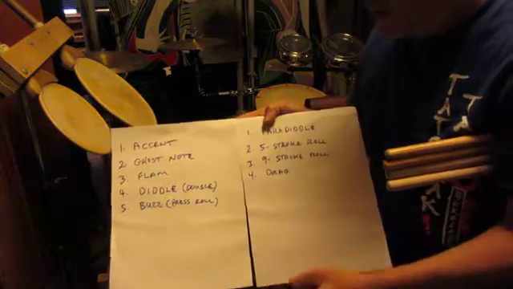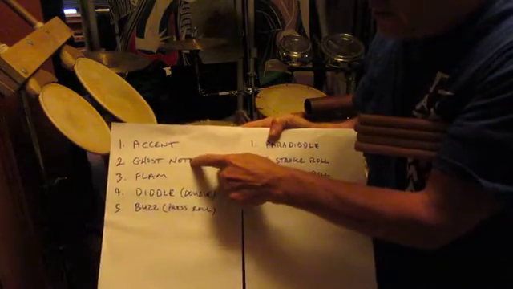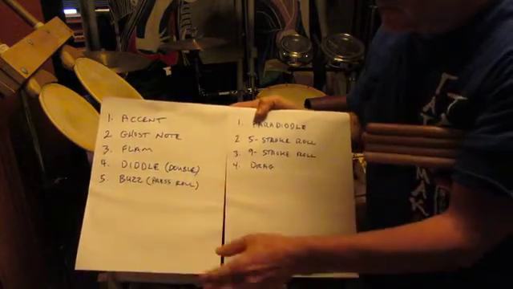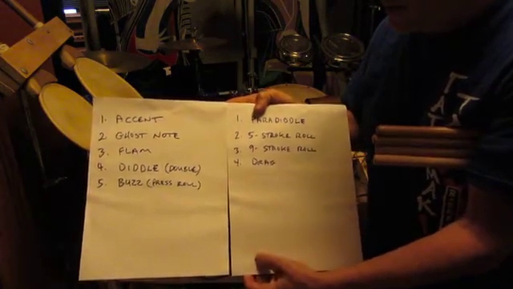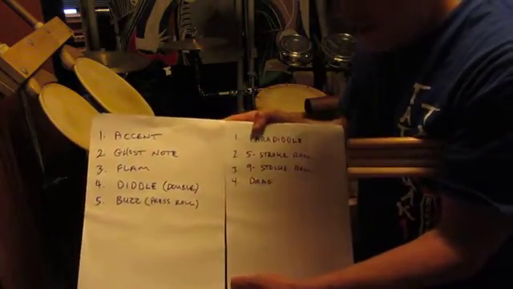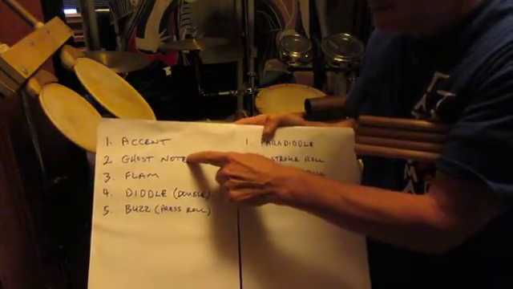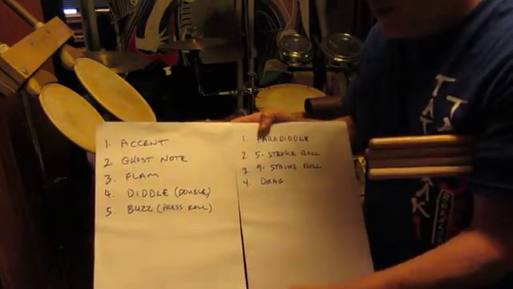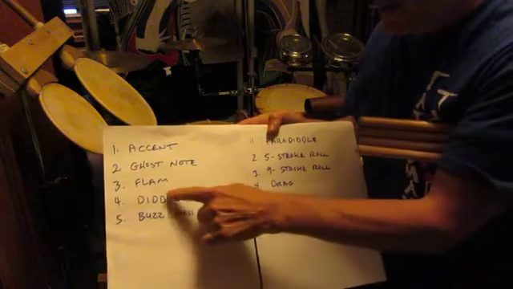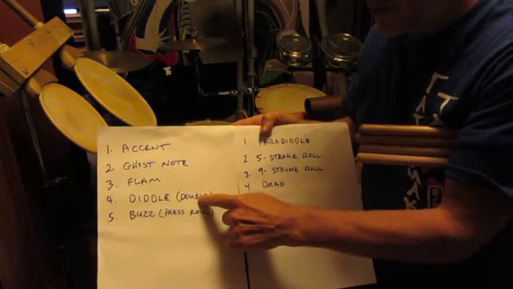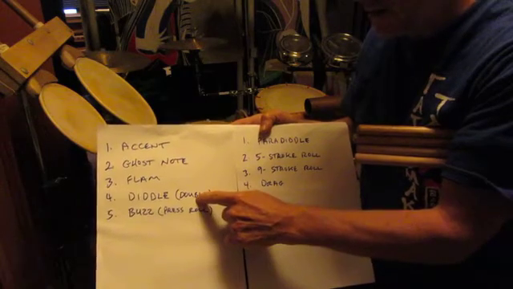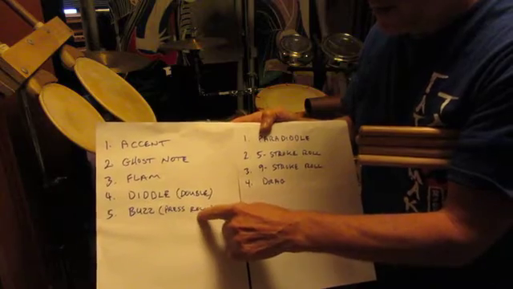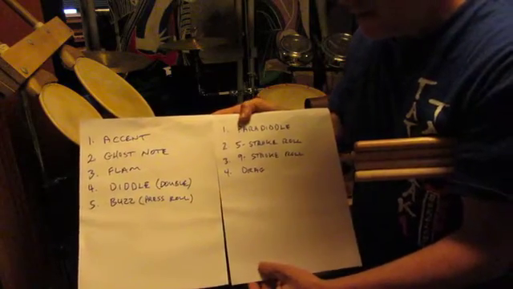There are 5 articulations: accent, ghost note, flam, diddle or double, buzz or press roll. And so we have some of these in Taiko. You know, an accent might be like dong, kong, right? Ghost note would be suku. Flam is hitting both hands together with a slight separation between the 2 beats. A diddle is a double stroke, which is what we're going to do some work on today. And then the buzz press roll, which we'll talk about, but I'm not going to get into that in this video.